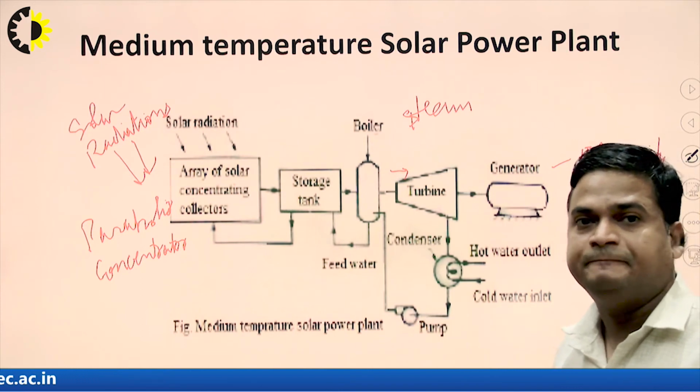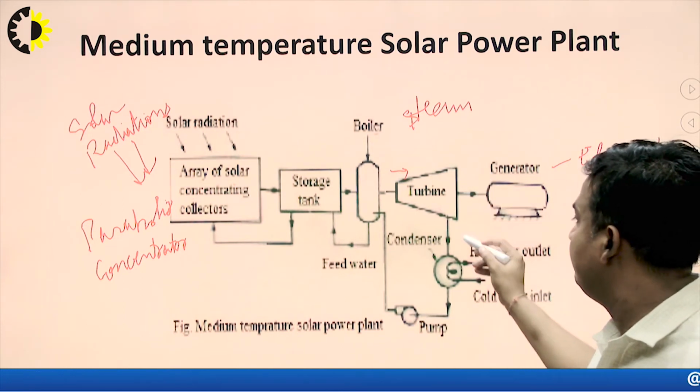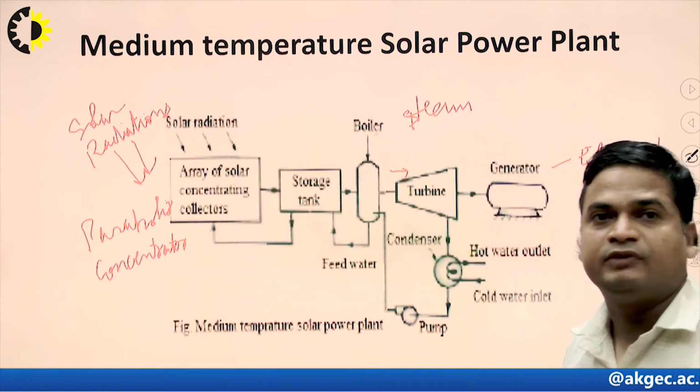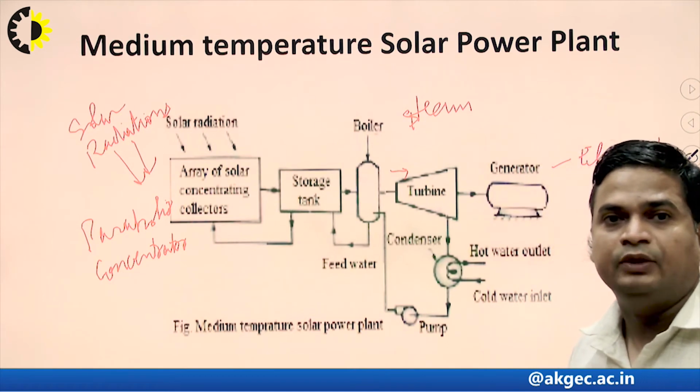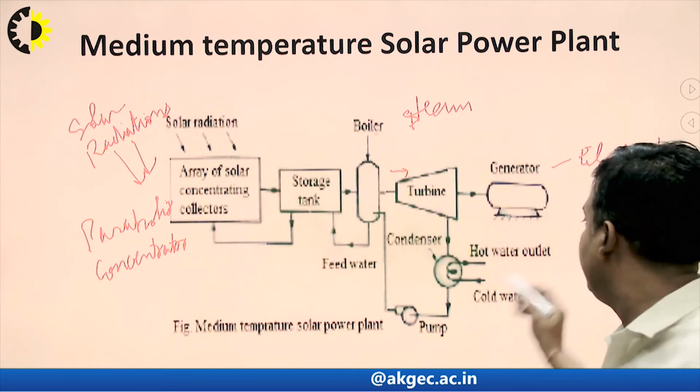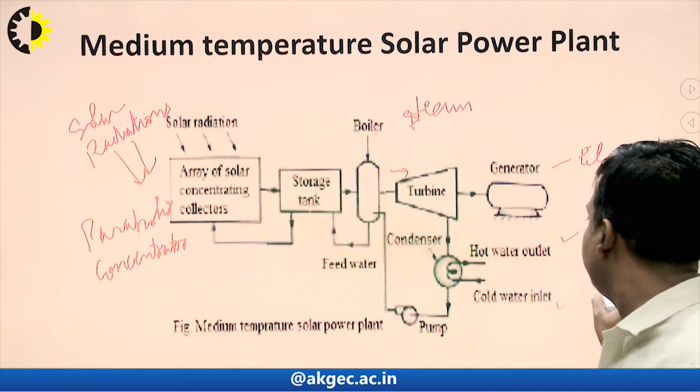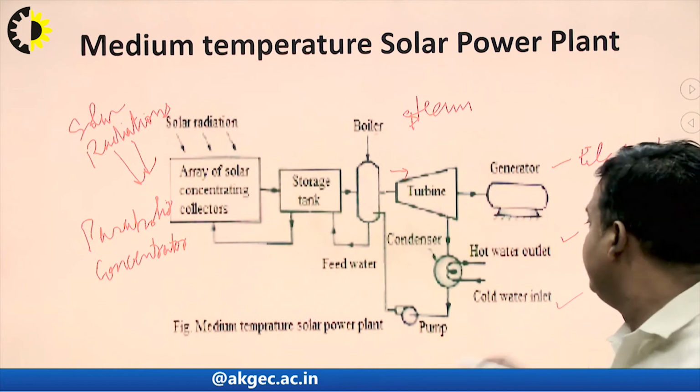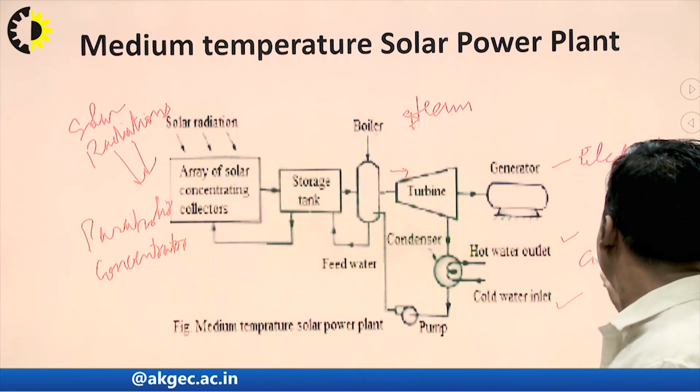Then this steam flows through this condenser. The purpose of the condenser is to convert the steam into liquid form at the same temperature and pressure. We are using a hot water outlet here and a cold water inlet here. So there is a cooling tower there.